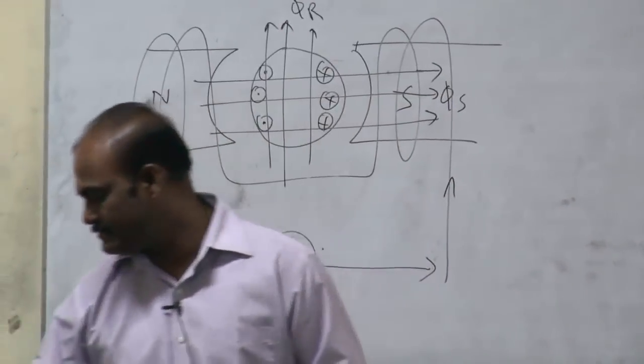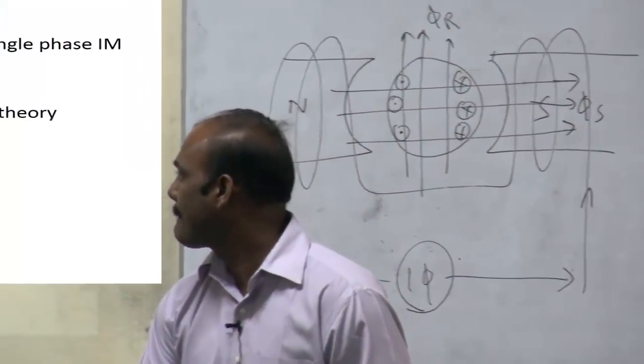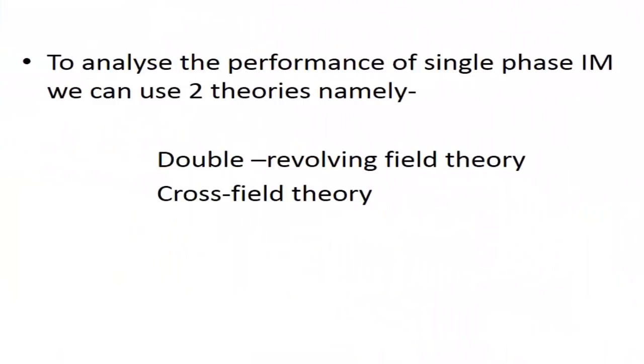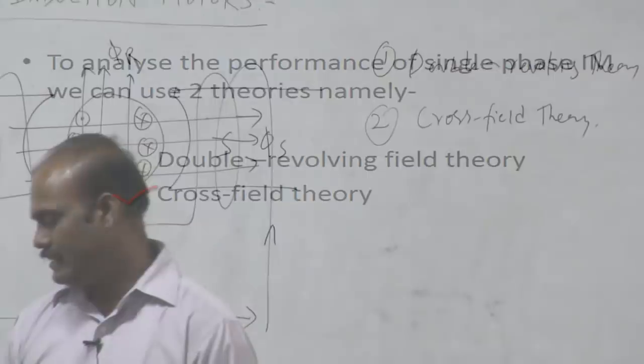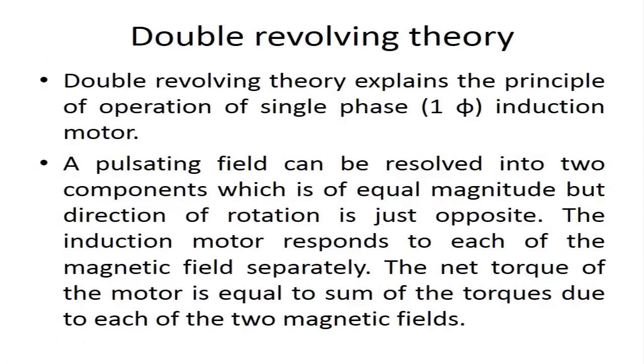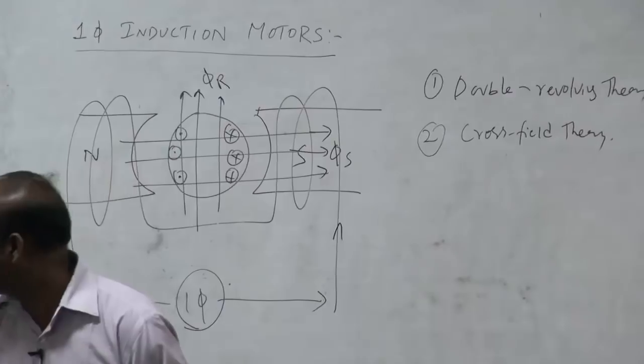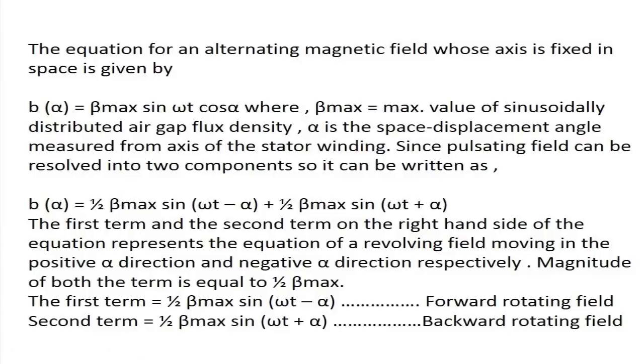That is called phase splitting. For this we have two theories. The first one is called the double revolving field theory and the second is called the cross field theory. In the first one, here I can show you the diagram. See this one.